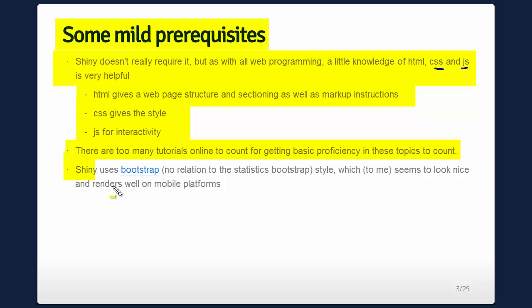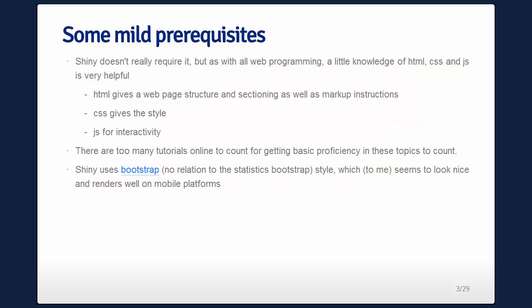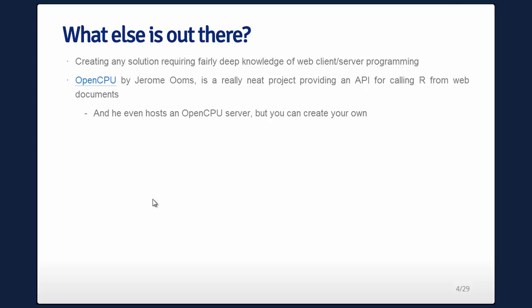The style Shiny uses is the so-called Bootstrap style, which has no relation to the statistics Bootstrap, which, as far as I'm concerned, looks nice. And more importantly, whenever you develop a little Shiny app, it always seems to render nicely on mobile platforms automatically, which is the benefit of using this sort of highly polished style guide and platform with Bootstrap. So look it up. I believe it's made by the folks at Twitter.